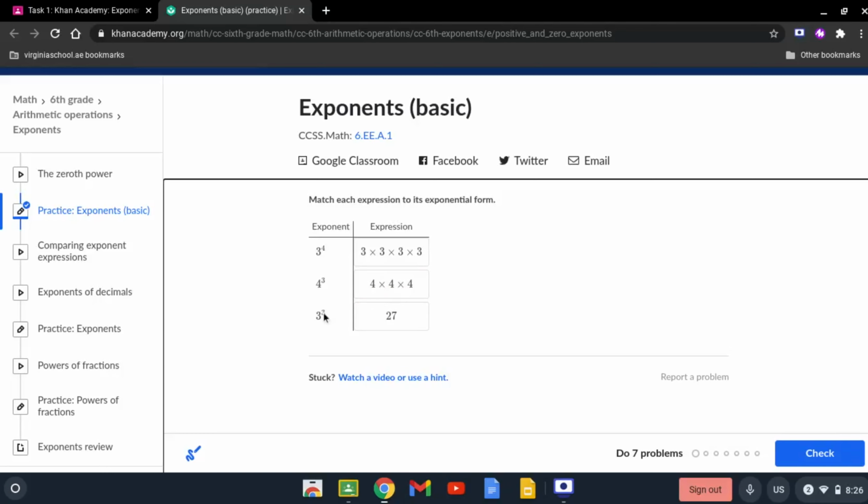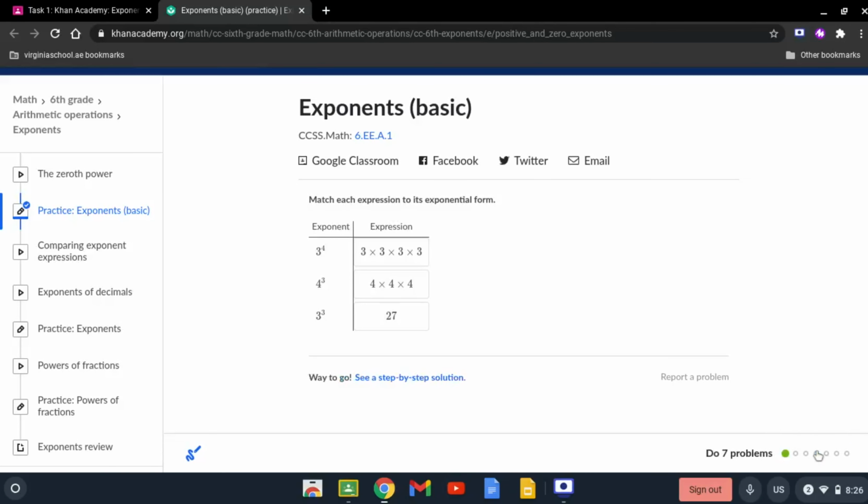Now you have 3 to the power of 3, and you can always use a calculator for this, which means 3 times 3 times 3, and you'll get the answer. And now we're going to check, and that is correct.